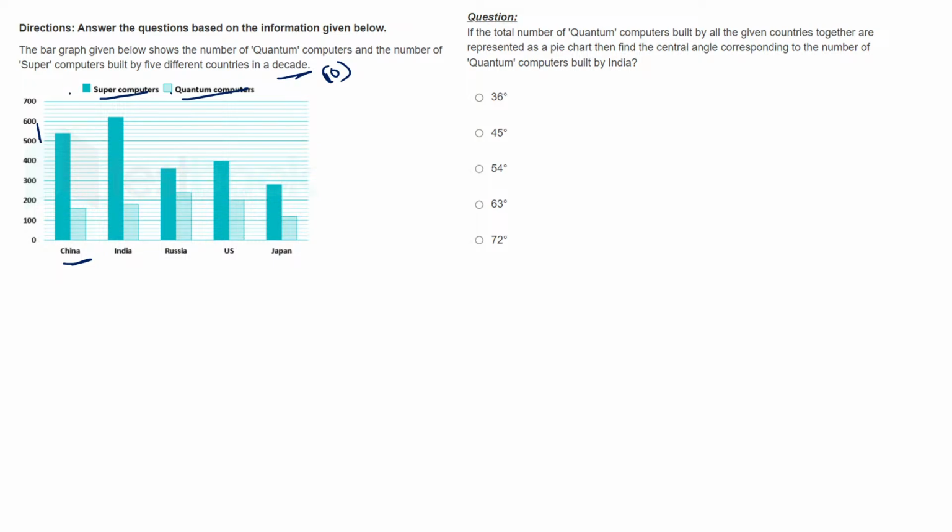Okay, like 1, 2, 3, we're having 5, so let us take 5 into 20, which is going to be 100. So we are taking each one as 20. So if you are having 2 lines, that means 40, so 540.